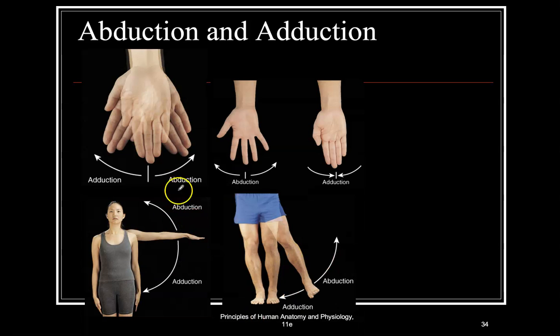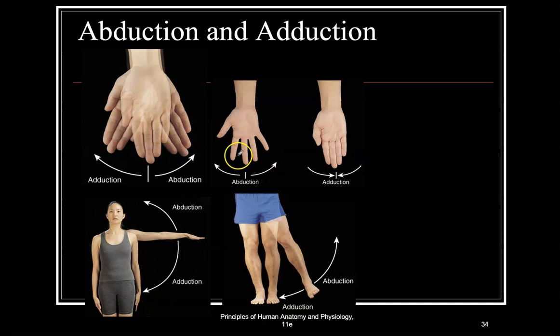So here are some examples of abduction, okay? If you put your hands in anatomical position at your sides and you move your thumbs up away from the midline, this is going to be abduction. And then adduction is going to be adding it back to the body, okay?